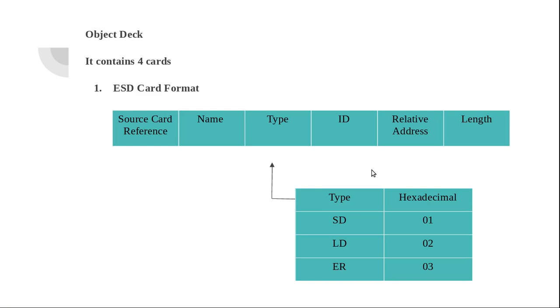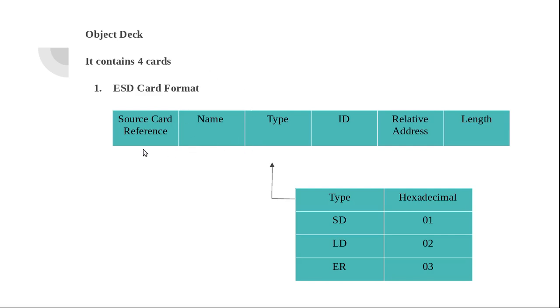Now we are going to see the format of each database. The first input we require here is the object deck. The object deck contains 4 cards: ESD card, TXT card, RLD card and END card. We'll see the format of each card one by one. We have already seen this, but again I want to repeat the same. First is the external symbol dictionary card. It contains all the external symbols used in the corresponding procedure segment or program.